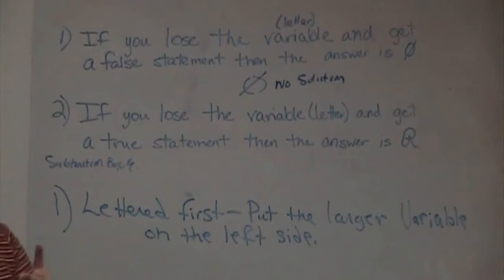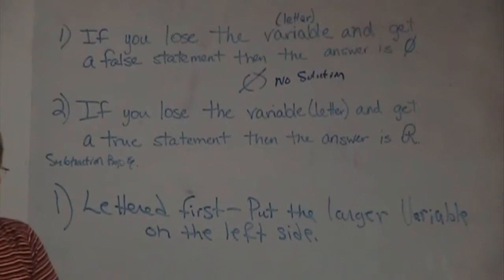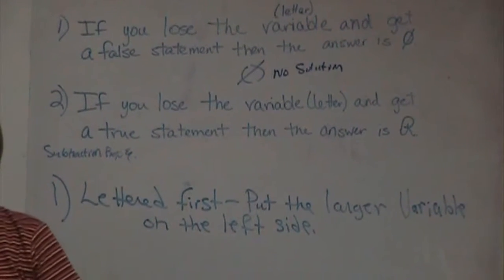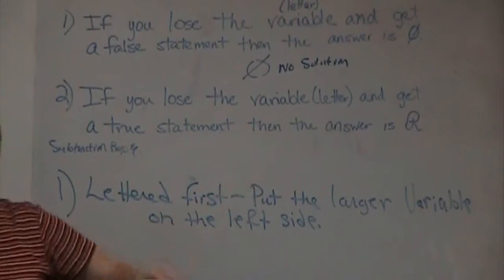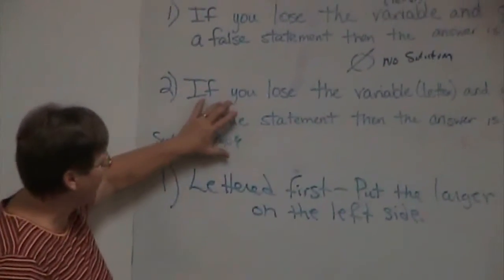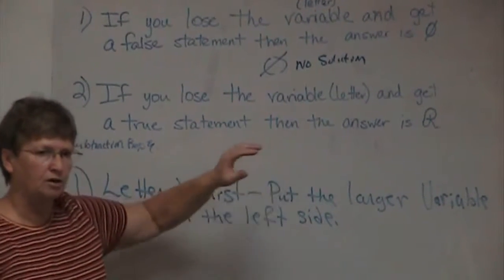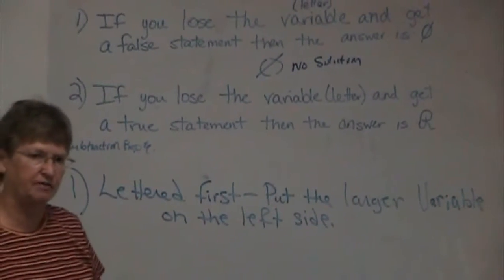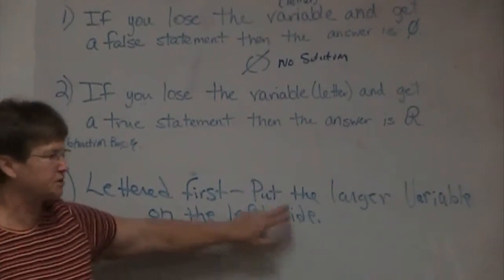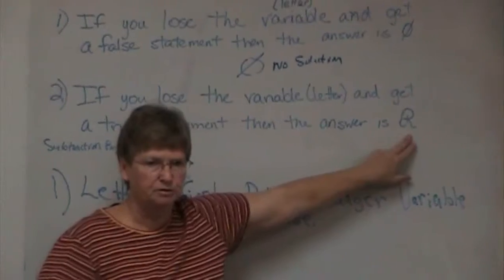But if you lose the letter on both sides, and how do you know when you're going to do that? The terms match. Like 2c on this side, 2c on this side. Negative 3r on this side, negative 3r on this side. When that happens, if you lose your variable, but you end up with a true statement, like negative 7 equals negative 7, then put this, all real numbers. That capital R means all real numbers.